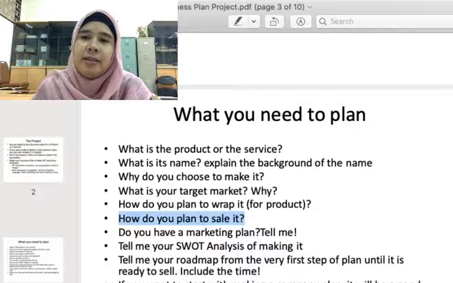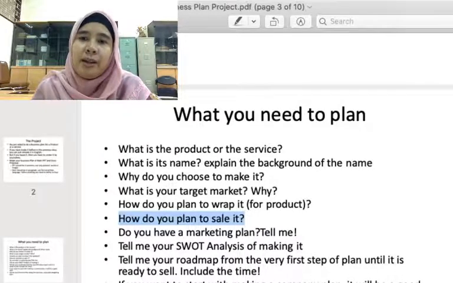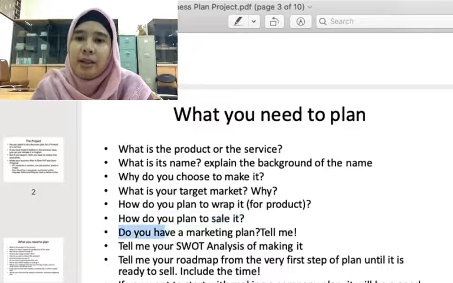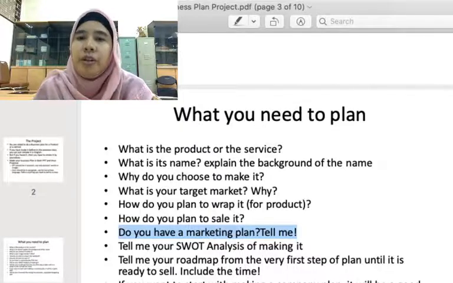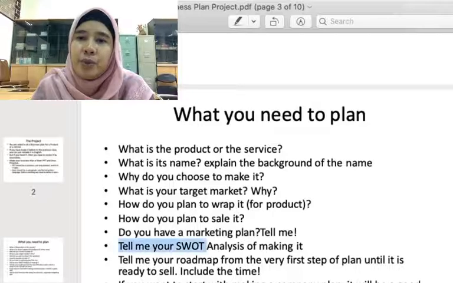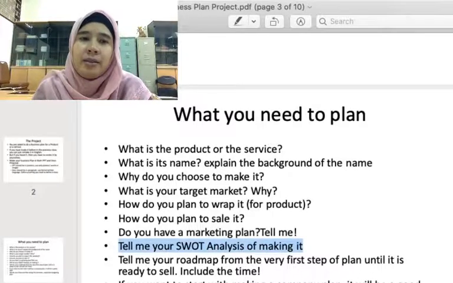Sell, ya, it is not just menjual, but sell including the way you market it. Do you have a marketing plan? Okay, how do you plan to promote your product or your service? And then tell me your SWOT analysis of making it. SWOT analysis, ya. Jangan lupa, SWOT analysis should be made in the form of tables.